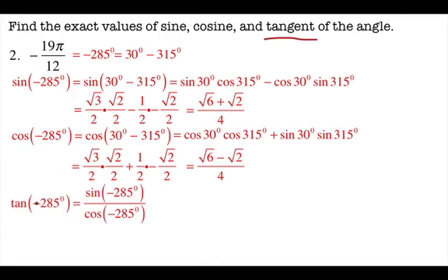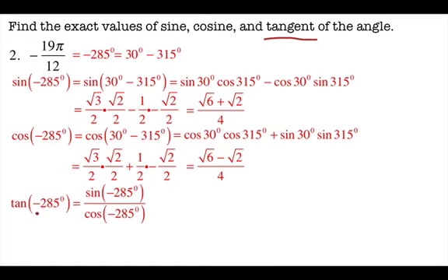So notice that in this case I have tangent of negative 285, which is the same thing as, if I apply my quotient identities, sine of negative 285 over cosine of negative 285. I know what this is, which is right here. I know what this is, which is right here. So this is another way that I can do this problem.